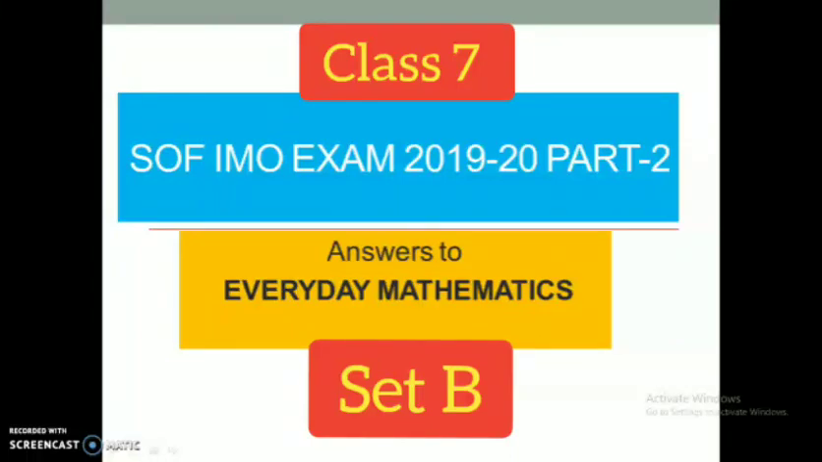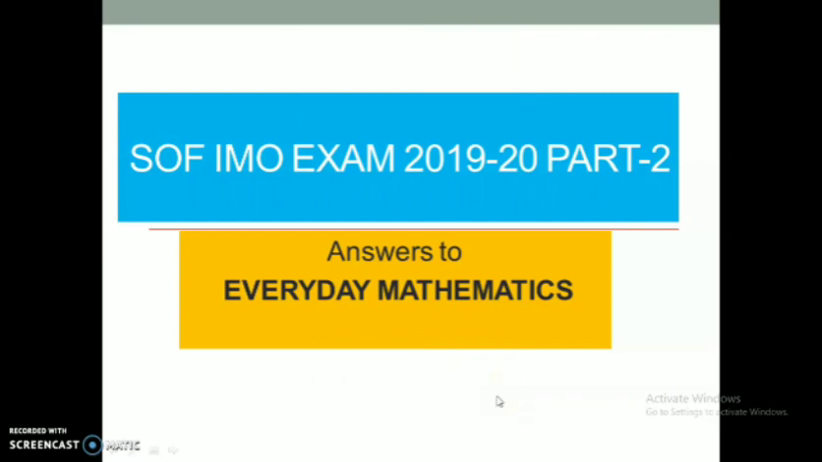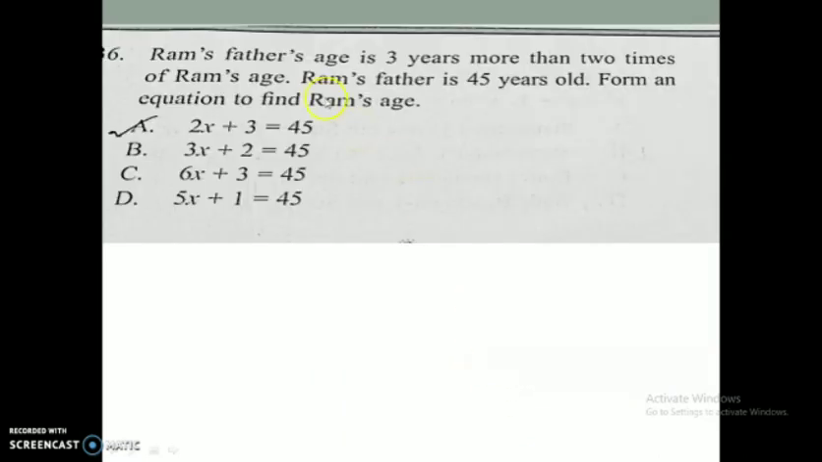Welcome. Here are the answers for the Everyday Mathematics section of the SOF IMO Exam 2019-20 Part 2 for Class 7 Set B. In Part 1 Logical Reasoning and for the Achievers section I have already given the answer keys.